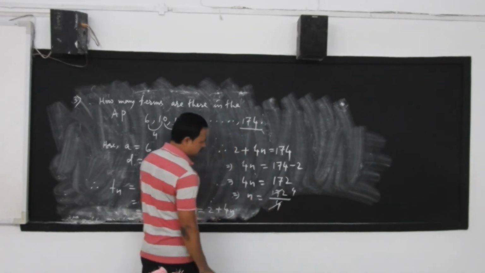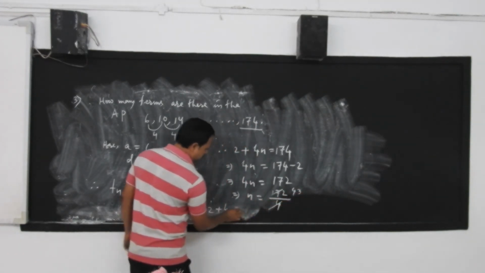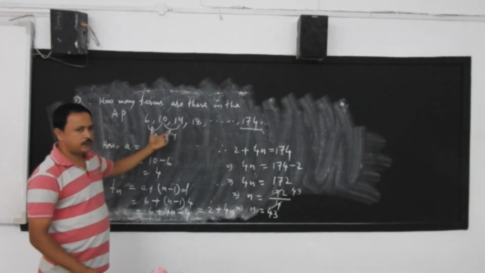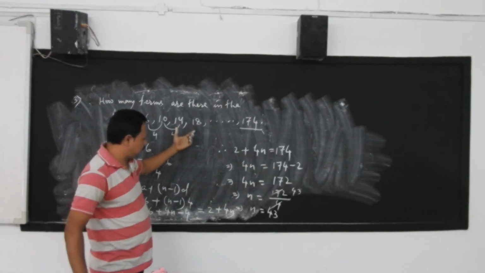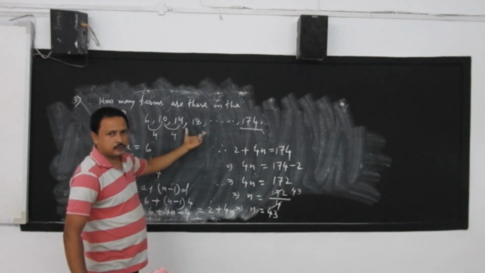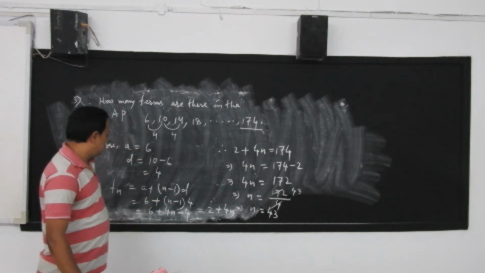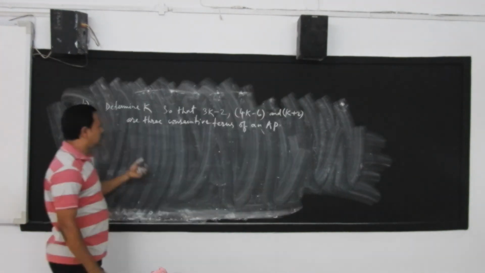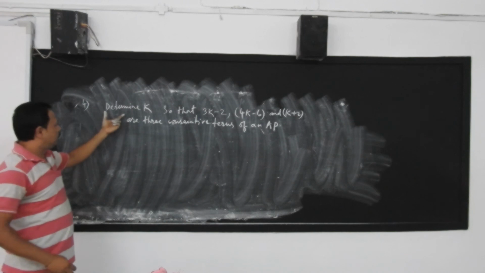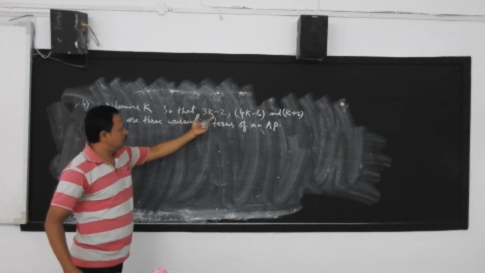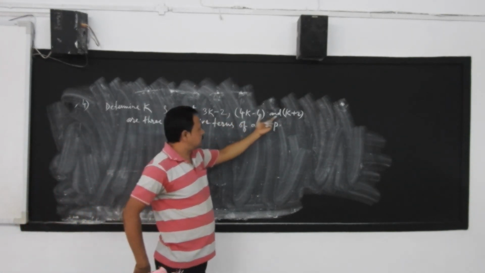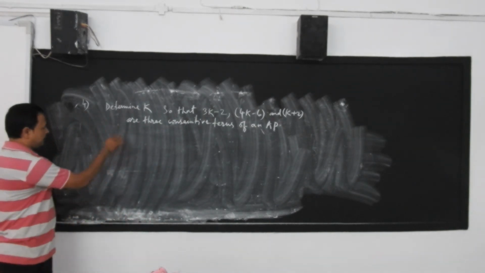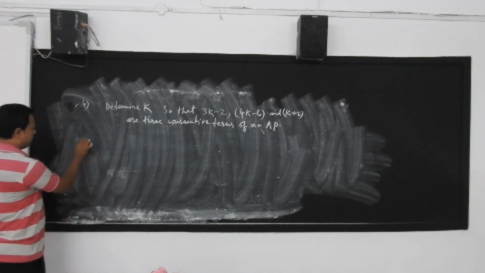4 fours are 16, 4 threes are 12, that means n equal to 43. So how many terms are there? 43 terms are there. So like this you can find out the number of terms of an AP. See another question, determine k so that 3k minus 2, 4k minus 6 and k plus 2 are 3 consecutive terms of an AP. So the solution will be like this.